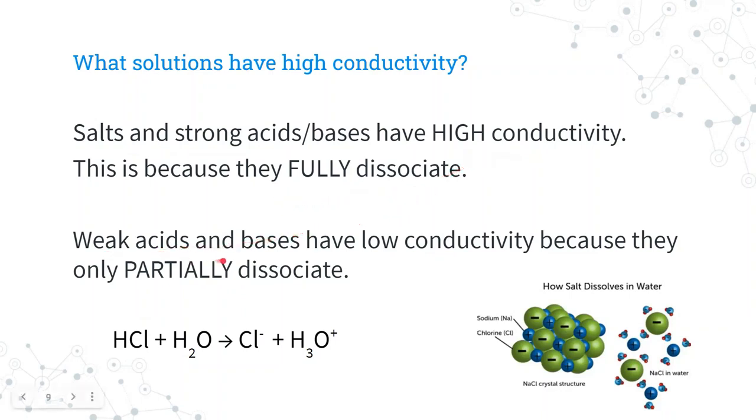However, weak acids and bases have low conductivity because they only partially dissociate. Now, if you notice here, this arrow shows us that all the HCl will be converted to ions. However, if you have a weak acid, something like ethanoic acid, only some of the ethanoic acid will react to actually produce ions.